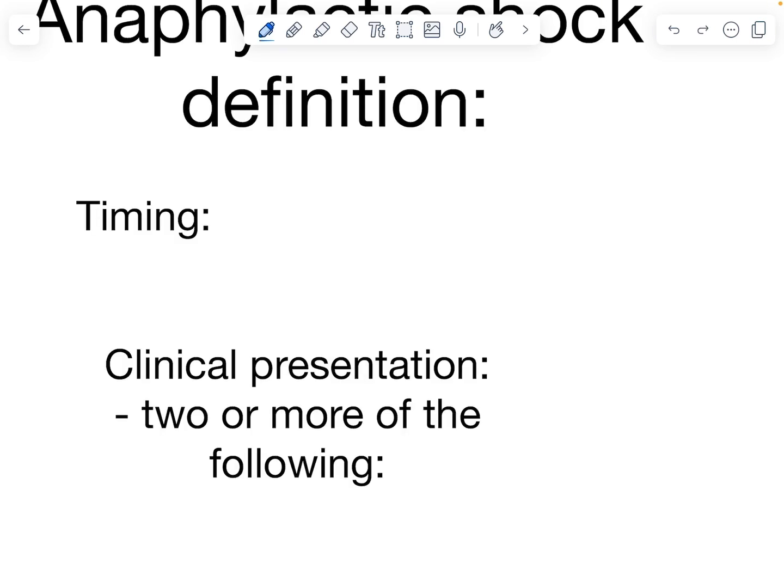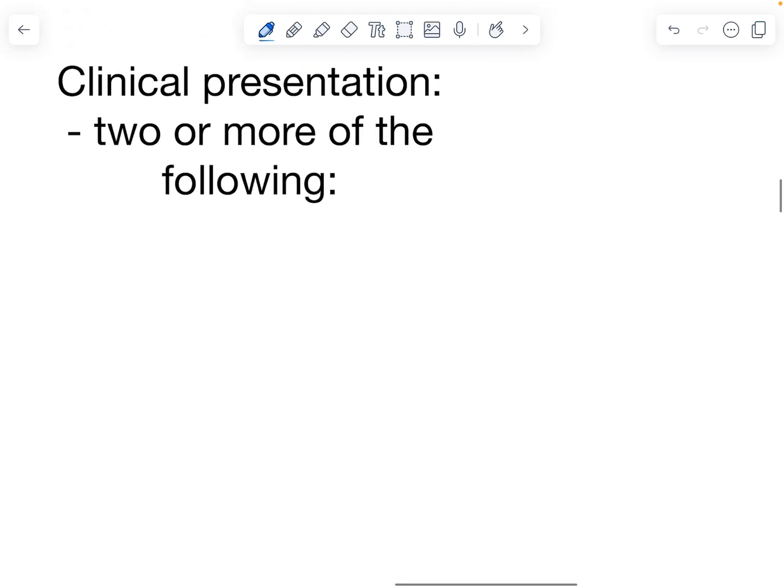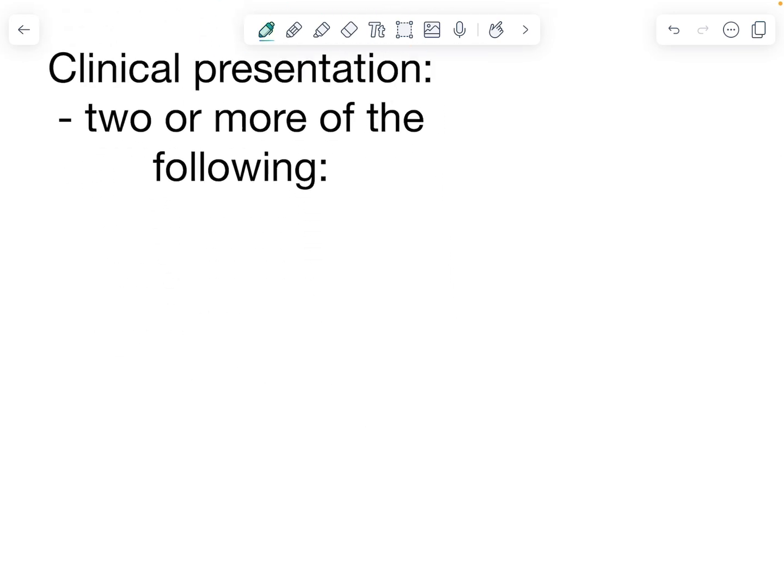Right, so step one is going to be the timing. It's important to understand that for anaphylaxis, you are going to have a very fast onset, and generally that's going to be between 1 minute to 1 hour. So now that we've gone over the timing for it, let's go ahead and discuss, very importantly, the actual clinical presentation that you'll see in a patient. Now there's quite a few here, so I'm just going to go ahead and write them out.